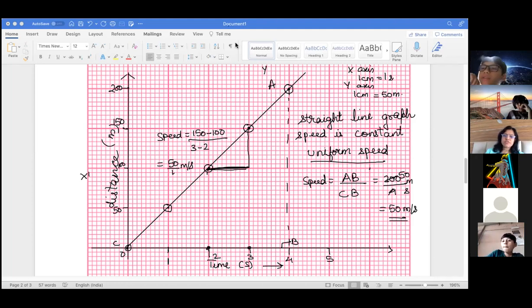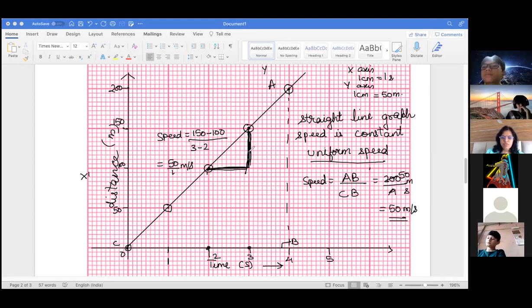Ma'am, why did we subtract 150 minus 100? The perpendicular is this, na? This is the perpendicular, na? Which case are you talking about, first case or second case? For the second case, I am telling you the perpendicular is this. I made this small triangle, right? In this triangle, only this much is the perpendicular.